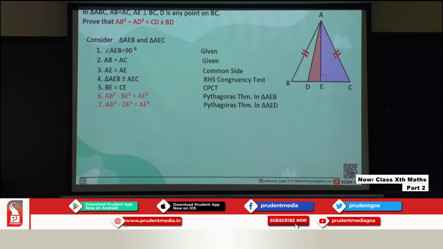Alright, now looking at step number 6 and step number 7, we can come to an understanding that the right hand sides are equal and therefore my left hand side will also be equal. So in the 8th step, let us equate these. I have written AB square minus BE square is equal to AD square minus DE square of the 7th step. So which two steps have I used to prove this? I have used step number 6 and step number 7.